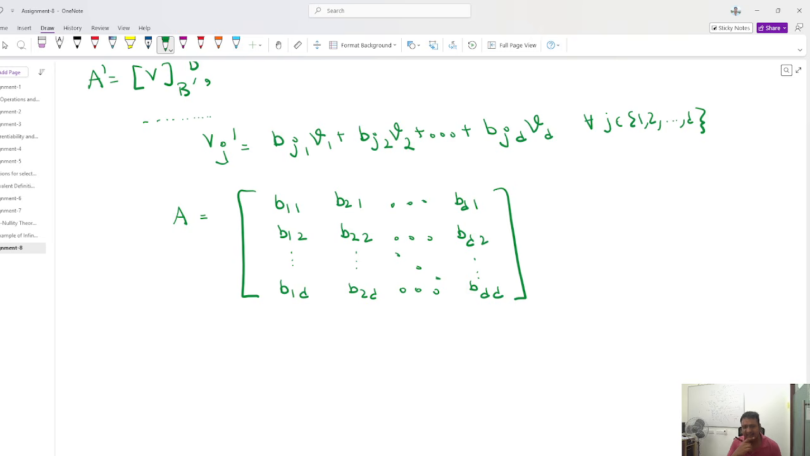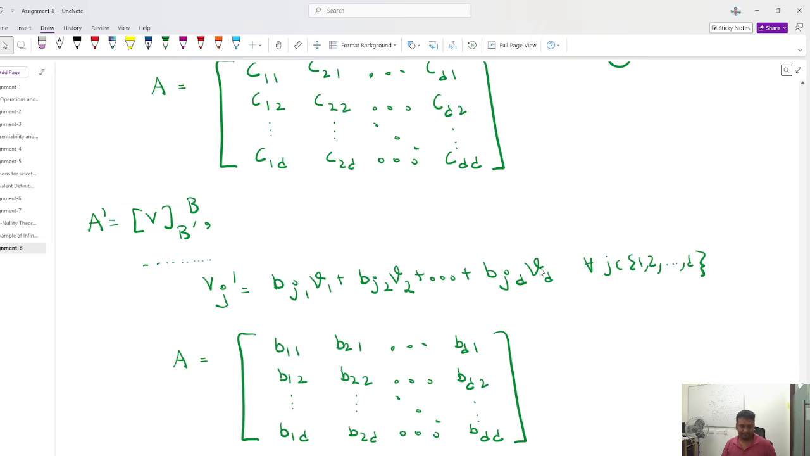Okay. Now, this is my A prime, right? So I need to show that A is invertible. And if you look for the B part, I have to show something more. What I have to show is that the transition matrix from B to B prime is given by A inverse.